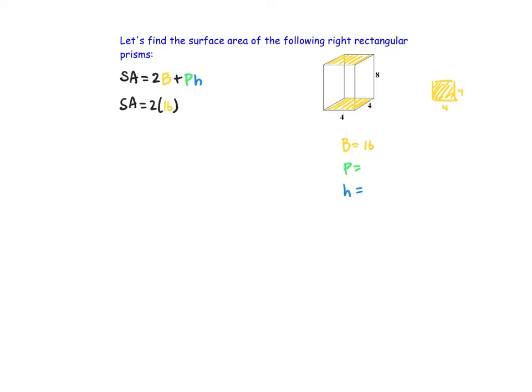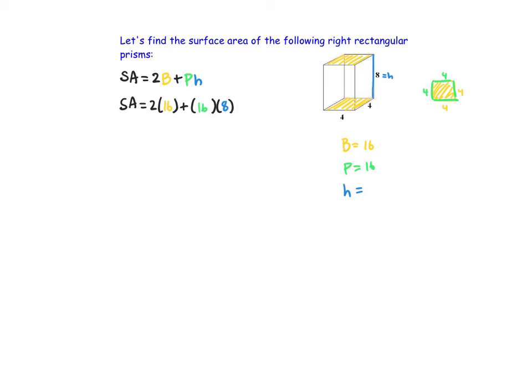Now I need to look at the lateral faces. Capital P stands for the perimeter of the base. So if I added up all 4 sides, I'd also get 16. Interesting. So we're going to take plus 16, which is the perimeter of our base, times the height. Now the height of this will be the distance between the bases, which we're going to call 8.